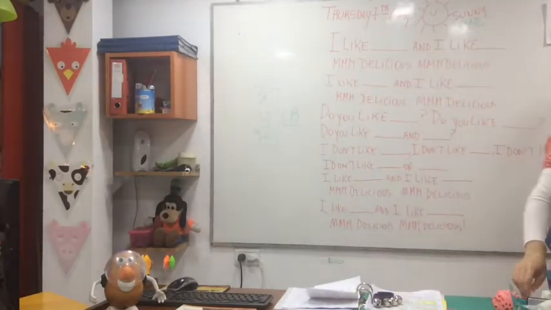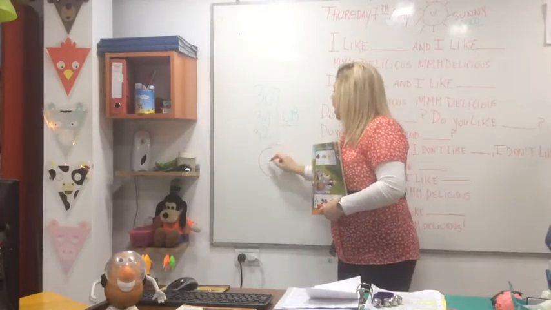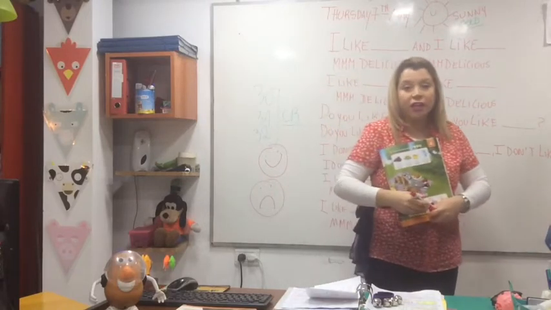Good. Ahora vamos a esta parte y dice, listen and draw. Listen and draw. ¿Te das cuenta que son caritas que no tienen una boquita? Acordate. I like. I don't like. Okay? Is it clear? Good. Let's go to the other listening.